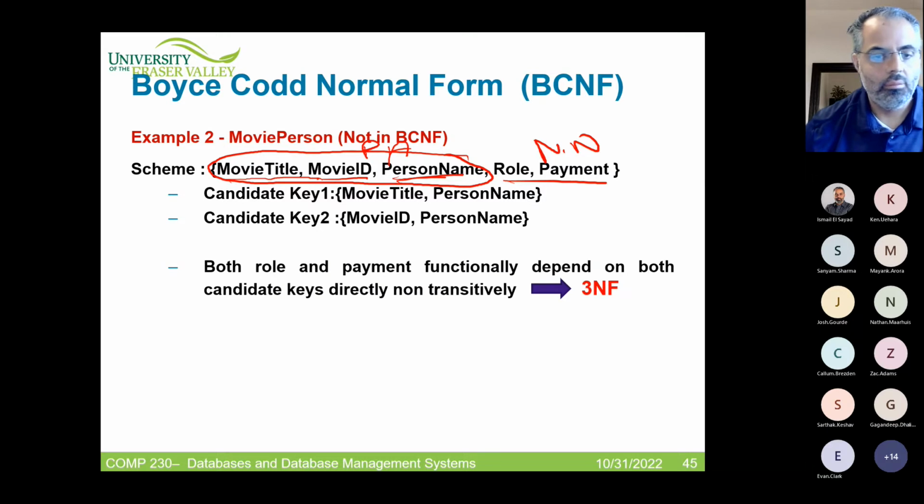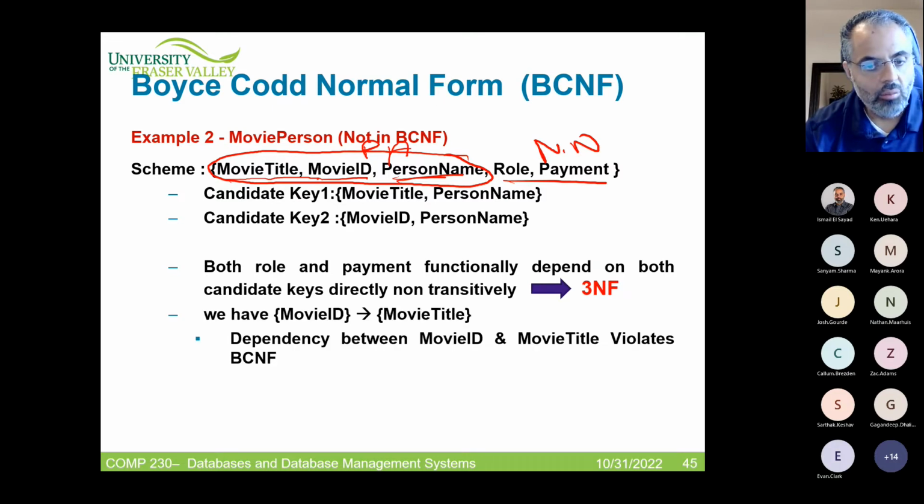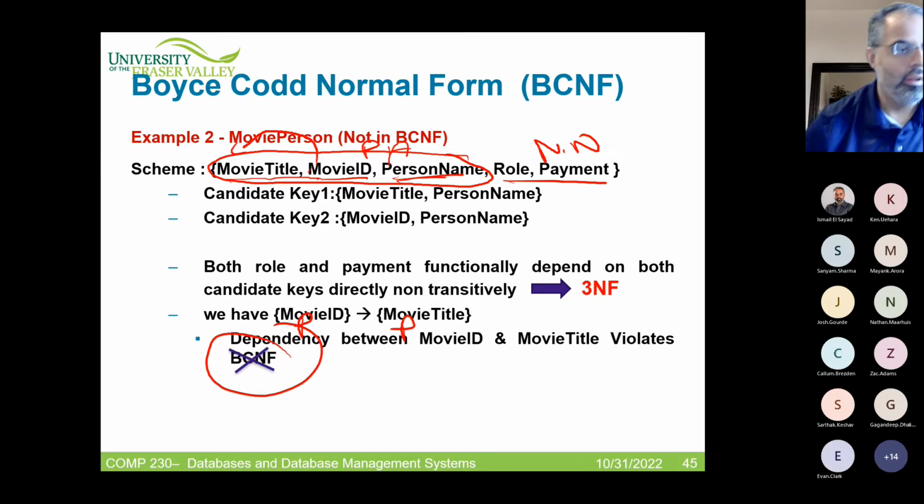Here we can see that both role and payment depend on both candidate keys directly, non-transitively. Suppose we have this case, so it is a third normalization. However, we have movie ID and movie title, both of which are primary, and they have a dependency. So this violates BCNF in this case.